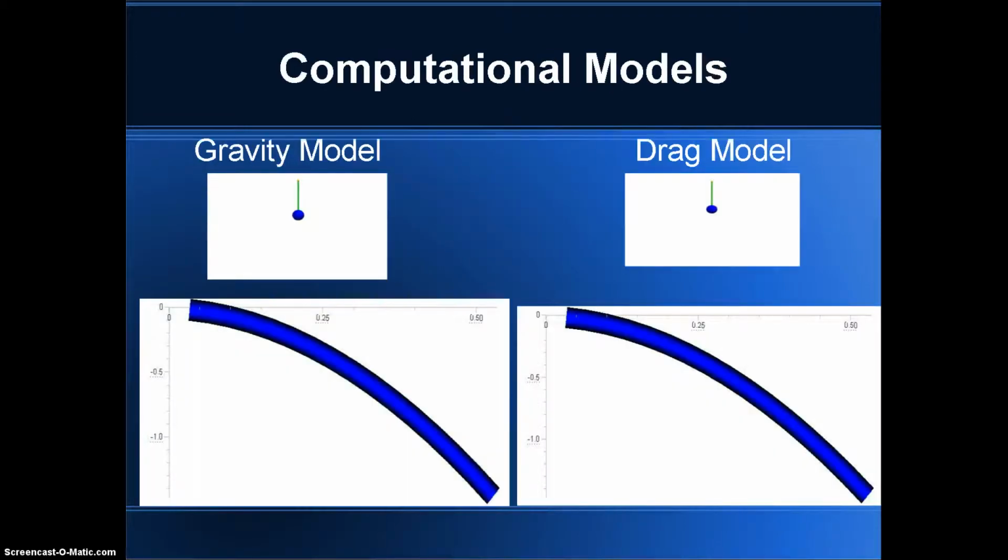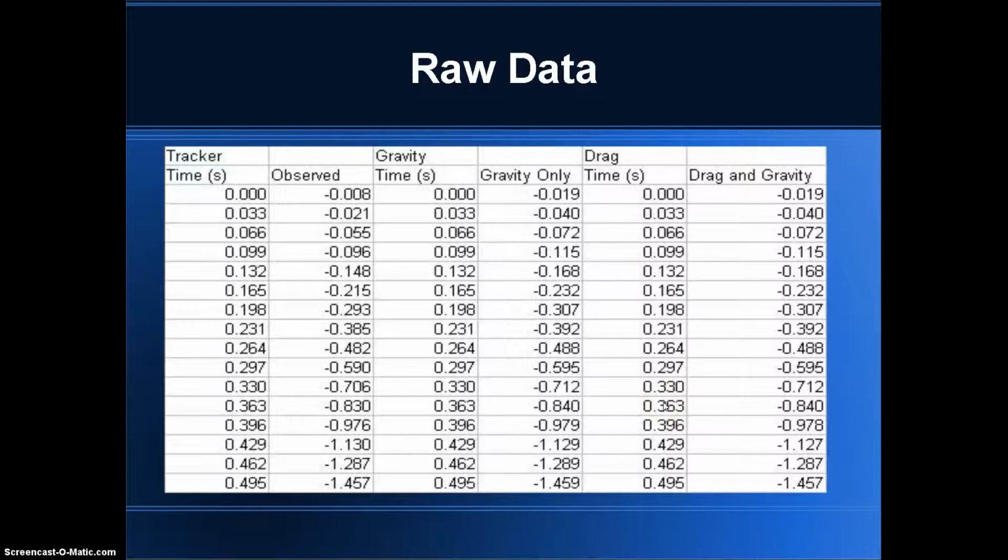Here are the computational models given by the code. Here we see the gravity model, and here the drag. Here is the raw data. It's from Tracker, gravity only, and gravity and drag. These have time in the first column from 0 to 0.495 seconds, and then the y position for each of the models.